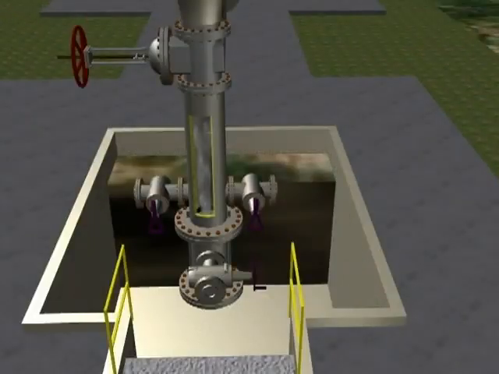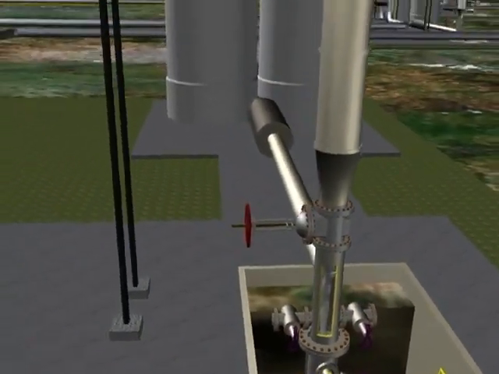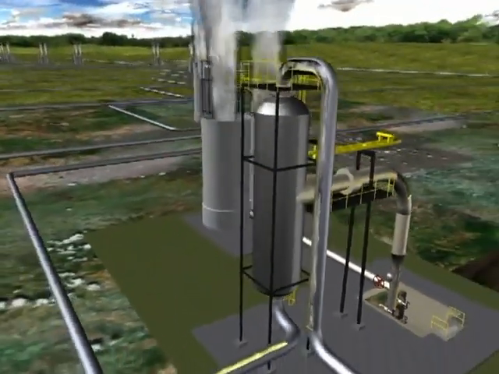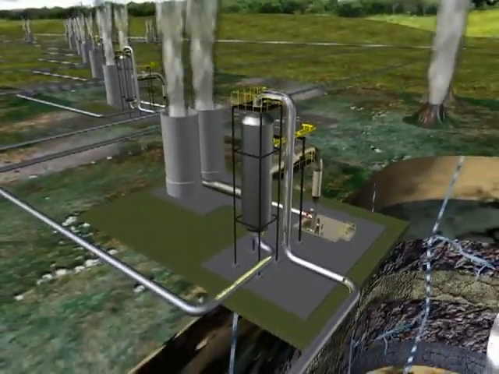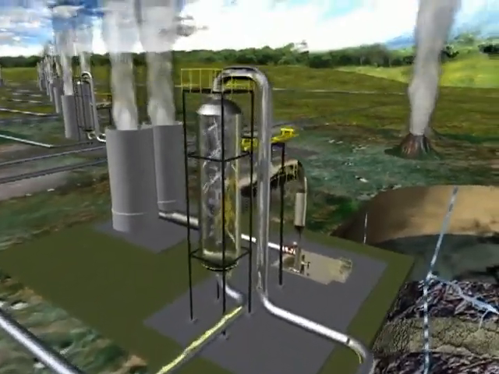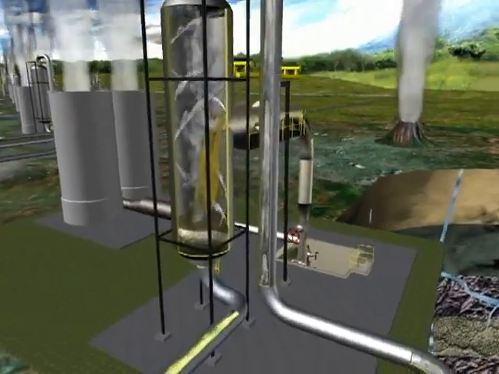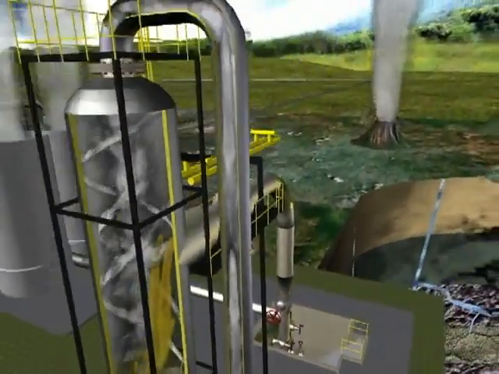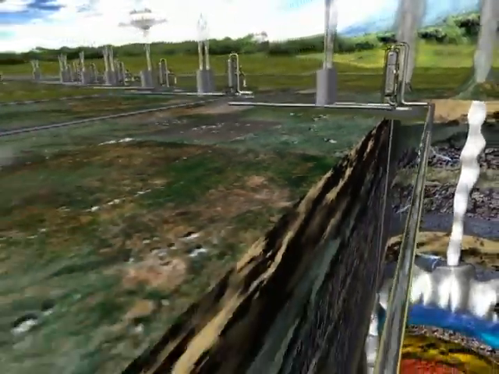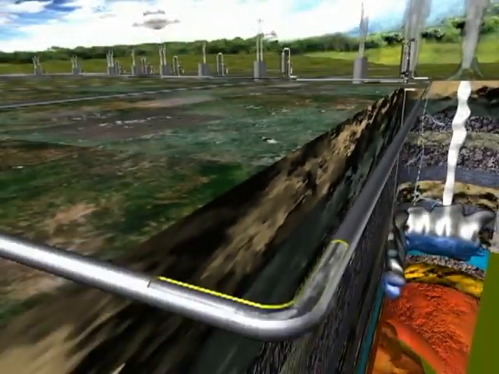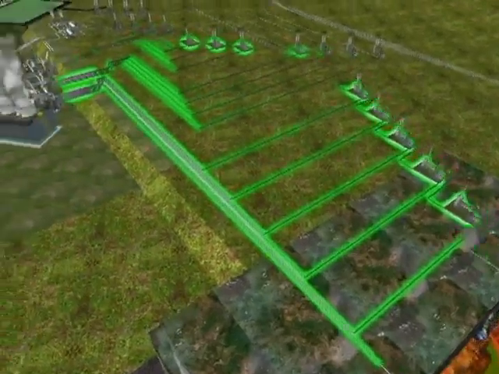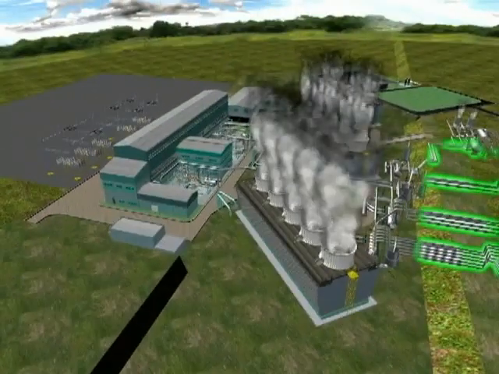Once at the surface, steam and water are separated using a cyclone separator, where the denser, heavier water falls to the bottom of the vessel and steam rises to the top by the effect of gravity. Steam is transported through a network of pipelines, also known as a steam gathering system, to Ahuachapan Geothermal Power Plant.